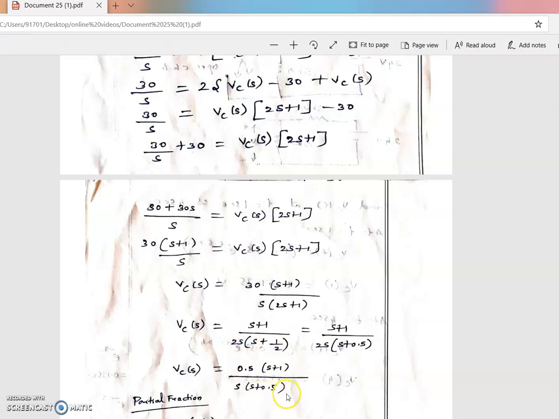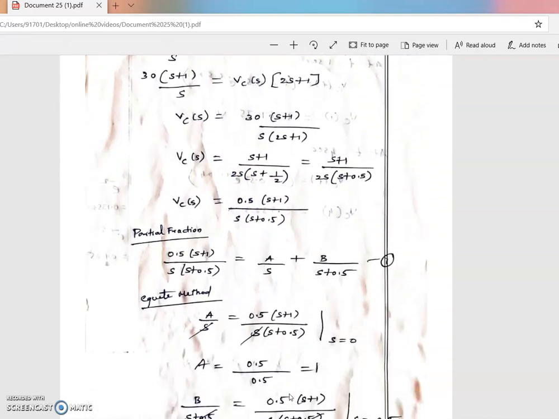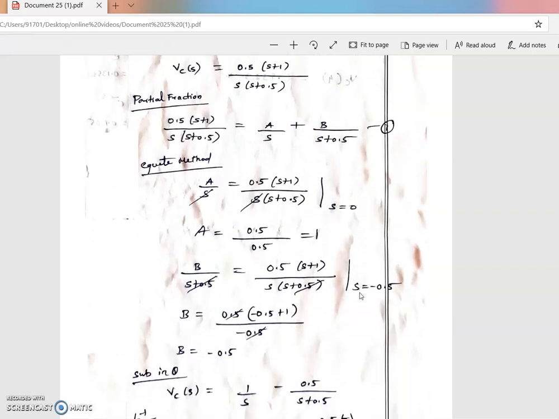Now we have two denominator values: one is s and another is s plus 0.5. By using partial fractions, we can find the values. In partial fractions, we split the two denominator terms into A by s plus B by s plus 0.5. After that, using the equate method, we equate A by s to this whole term. While equating, the same denominator values cancel. The s and s cancel, and the cancelled value equal to 0 means we get s equal to 0.